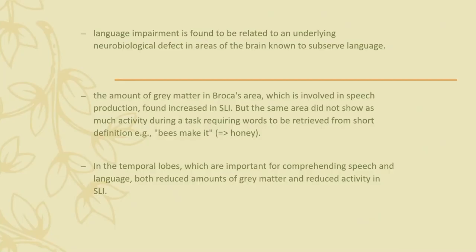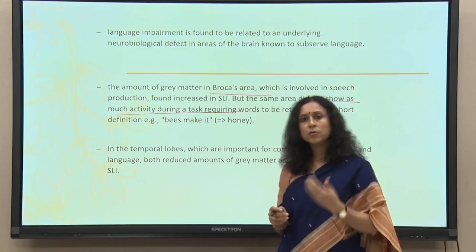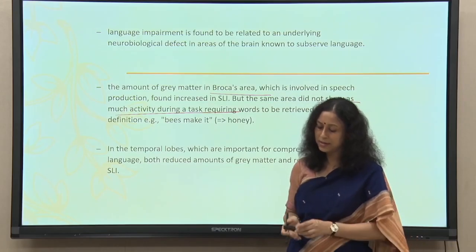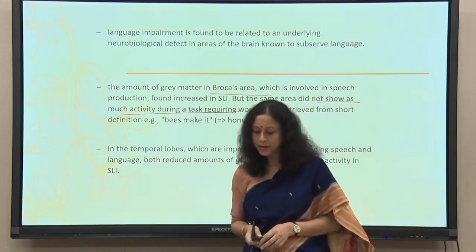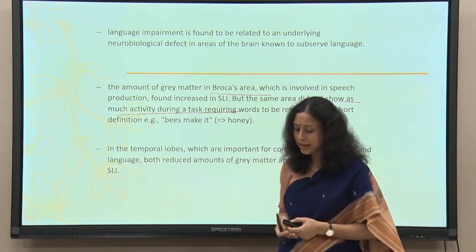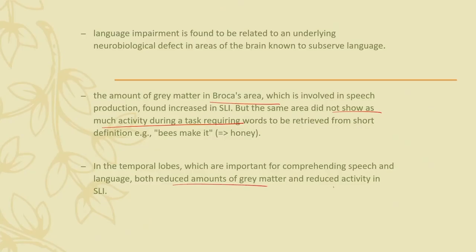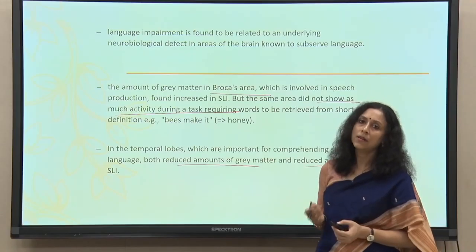It is found that the gray matter in Broca's area, which is involved in speech production, was increased in case of SLI, specific language impairment. But at the same time, even though there is an increased amount of gray matter, it showed decreased activity, and did not show as much activity during the task. In the temporal lobe, which is important for comprehension of speech and language, the gray matter is reduced and activity is also reduced. So in case of Broca's area, the production area, heightened gray matter but lower activity.